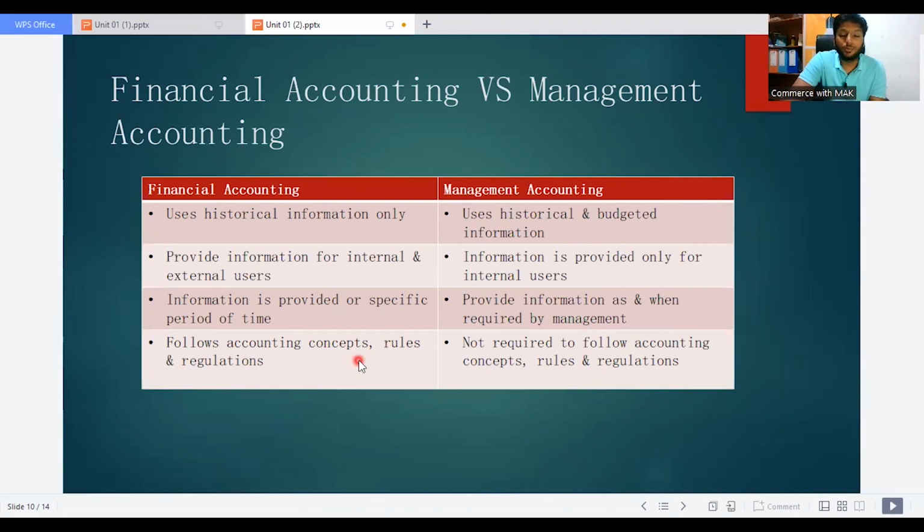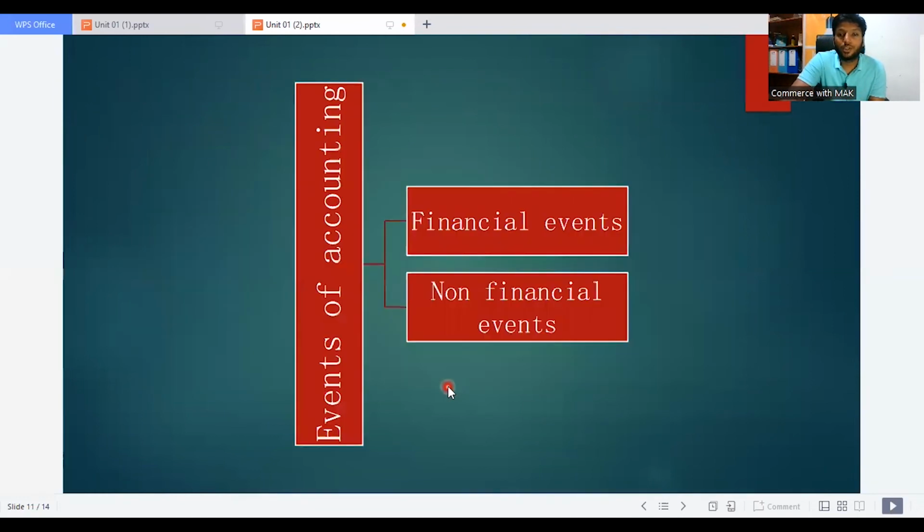Financial accounting follows accounting rules and regulations, following the government rules, most probably Sri Lankan accounting standards. But here, in management accounting, you are not required to follow accounting rules and regulations. You can prepare the report as per your convenience. So that is what we say about management accounting as well as financial accounting.